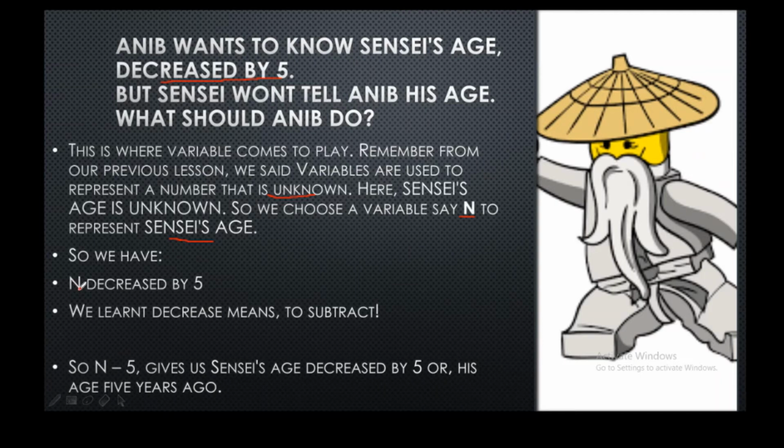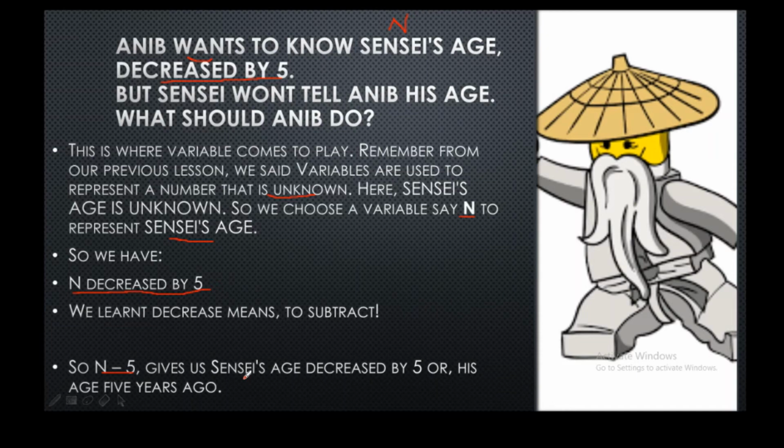So now we can re-modify the sentence. So now Sensei's age, we say is n now, right? Decrease by 5. Sensei told us previously that anywhere we see decrease, we should subtract. So decrease by 5. So that is how come we get this: n minus 5, which is Sensei's age minus 5. So minus 5 means take away 5. So we are taking away 5 from Sensei's age.